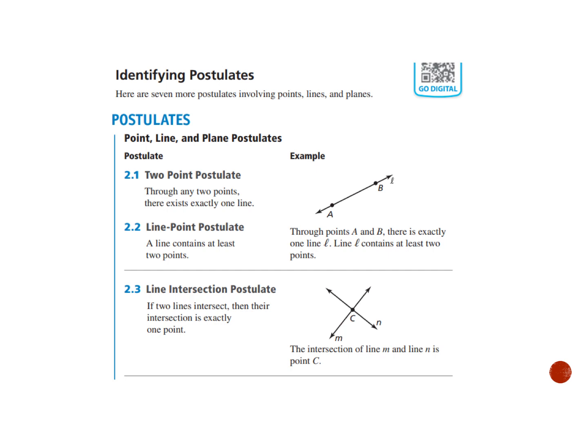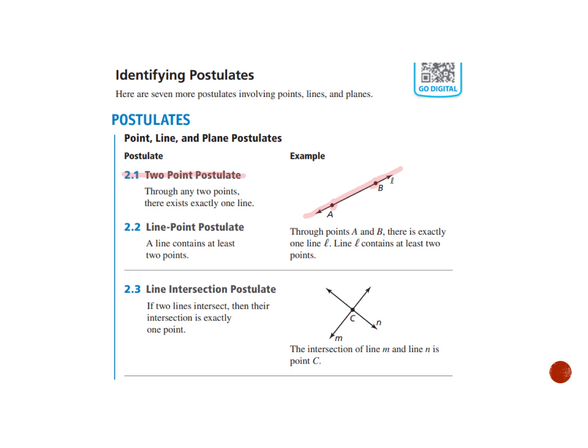So for the first one, we have what we call the 2-point postulate. And this just says that through any 2 points, you have exactly one line. So you can see right here, we have point A and point B, and there's really only one line that can go through those 2 points.